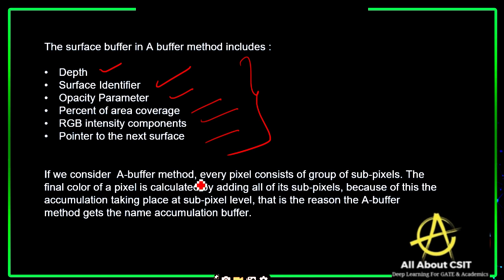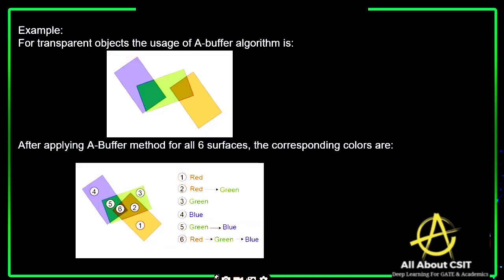If we consider an A buffer, every pixel consists of a group of subpixels. The final color of the pixel is calculated by adding all its subpixels. Why are we adding? Because the accumulation takes place at the subpixel level. That is the reason the A buffer method gets the name accumulation buffer.